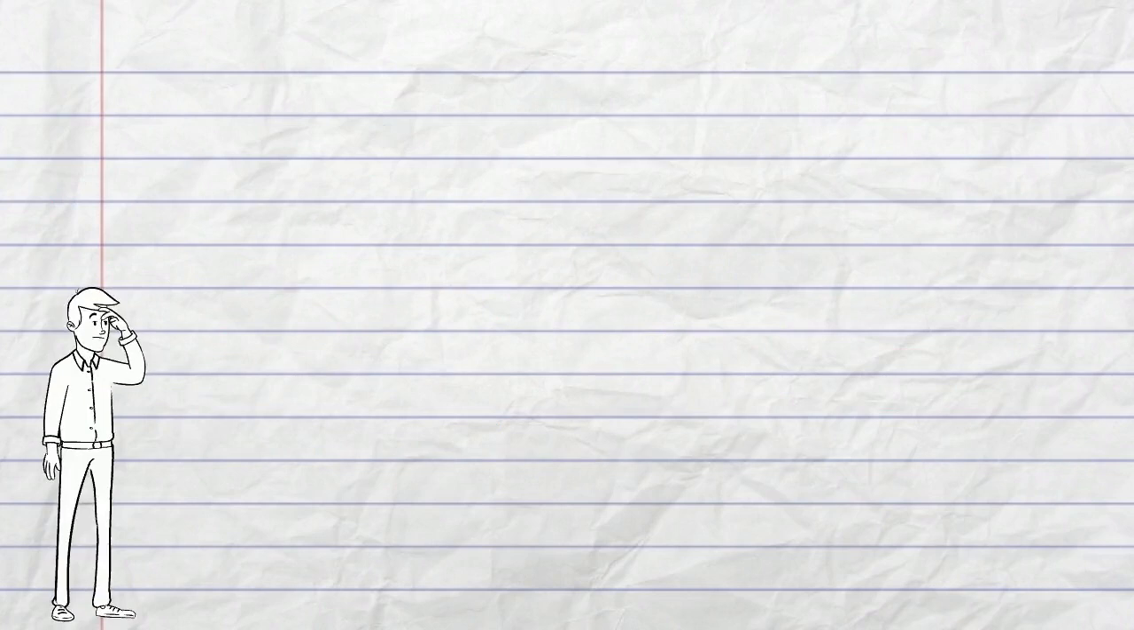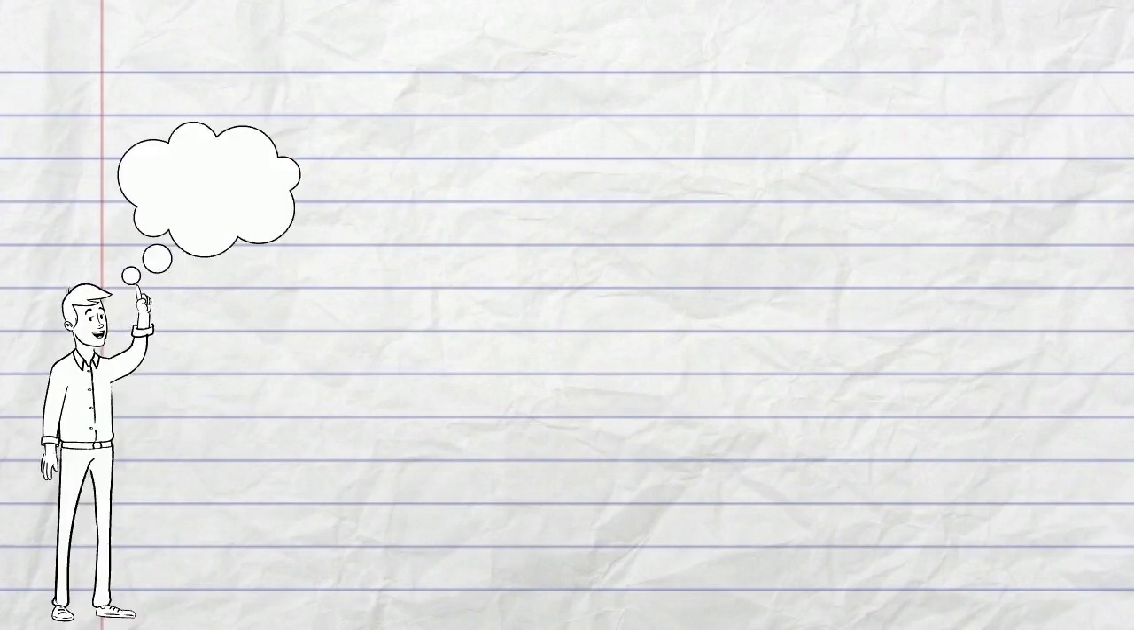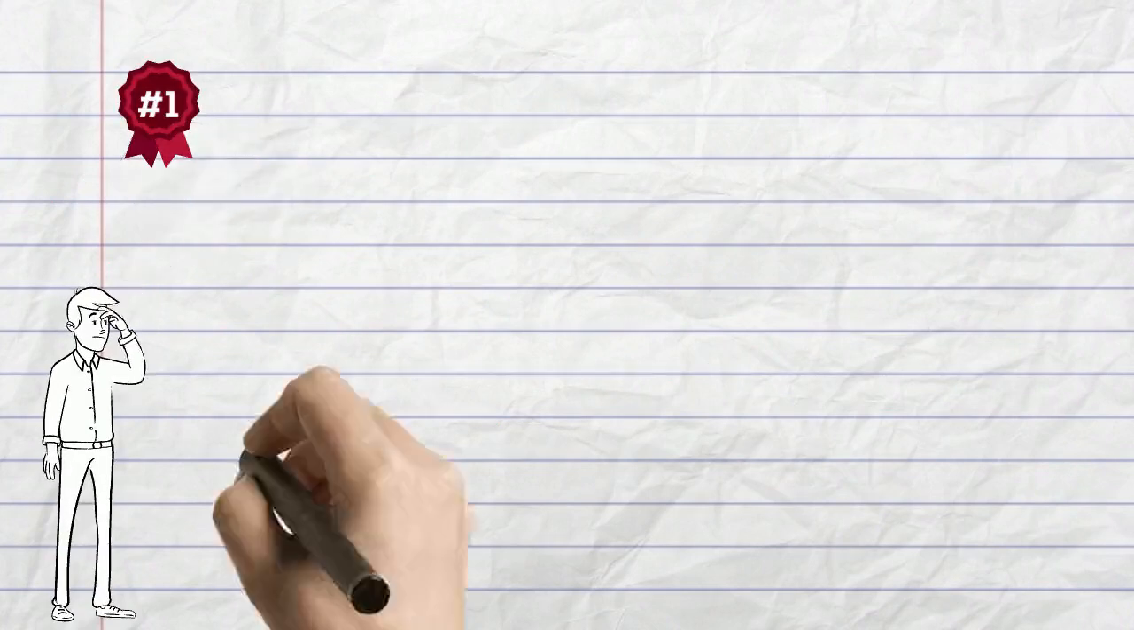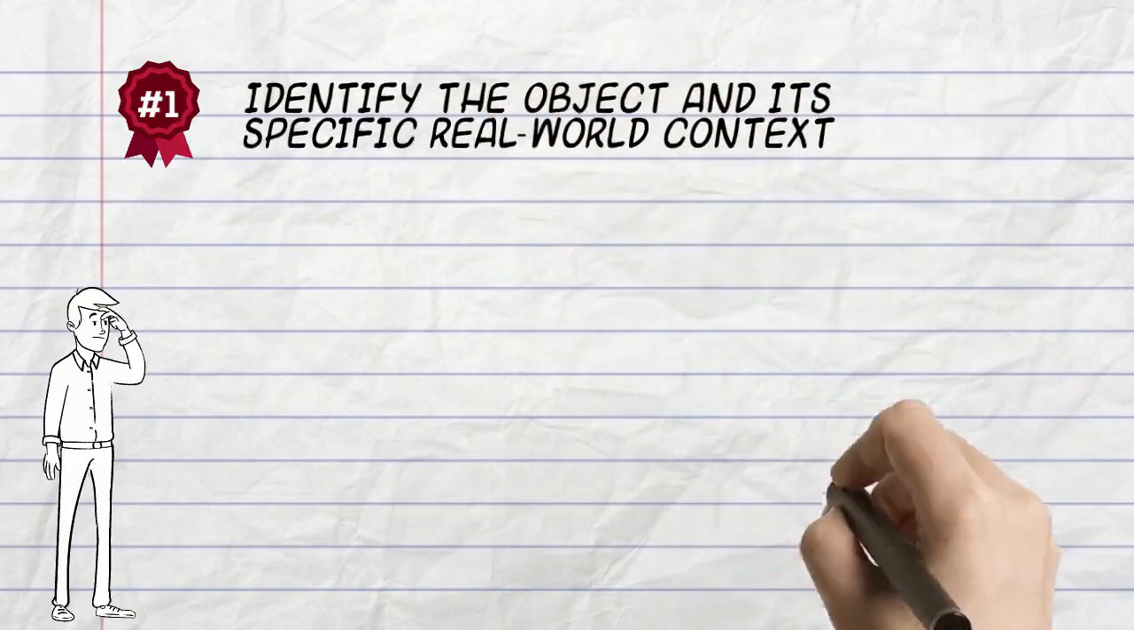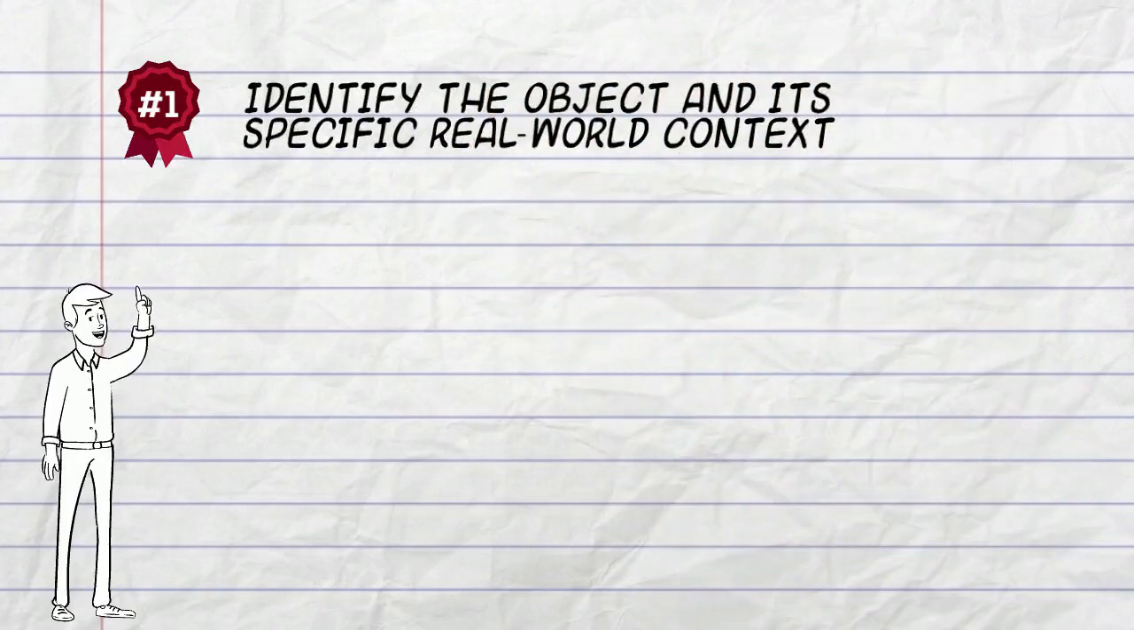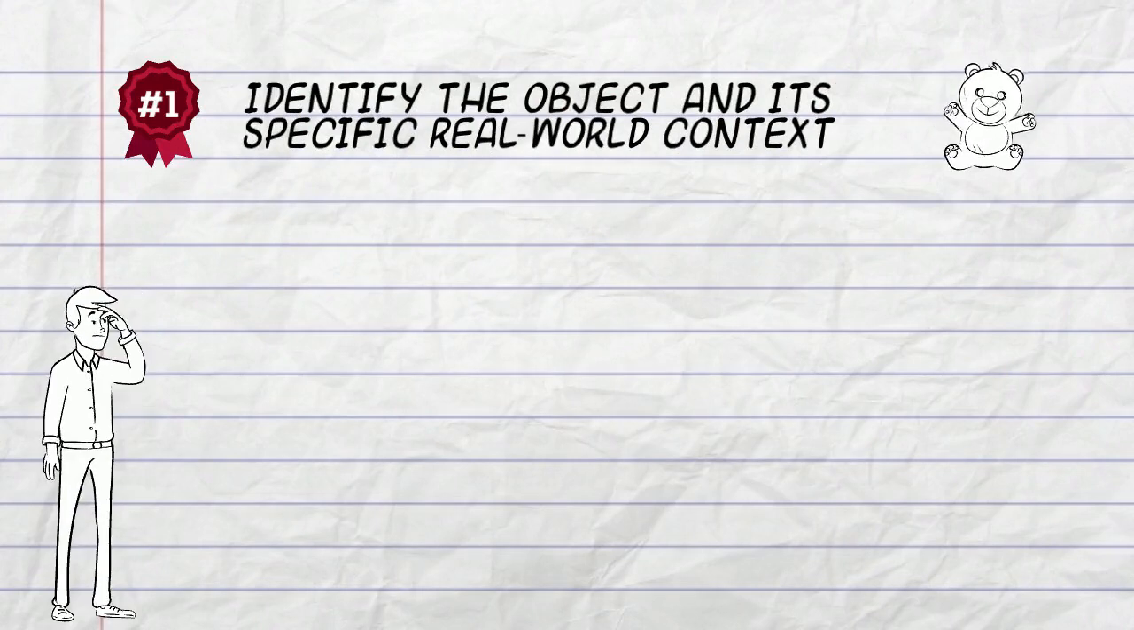How do you get maximum marks in the TOK exhibition? Well, the answer lies in the 3 requirements that I just mentioned. Let's come back to them. Number 1, identify the object and its specific real-world context. It's important that you take objects from specific contexts rather than generic objects or types.